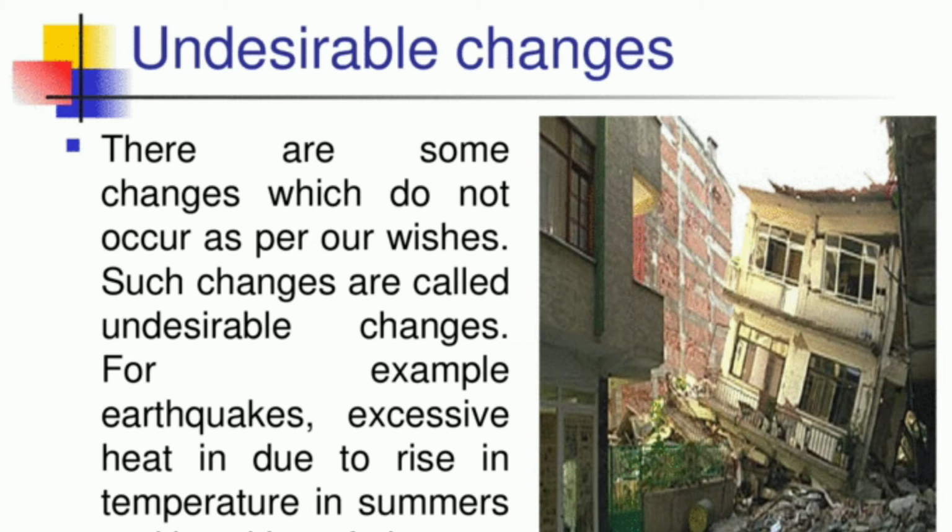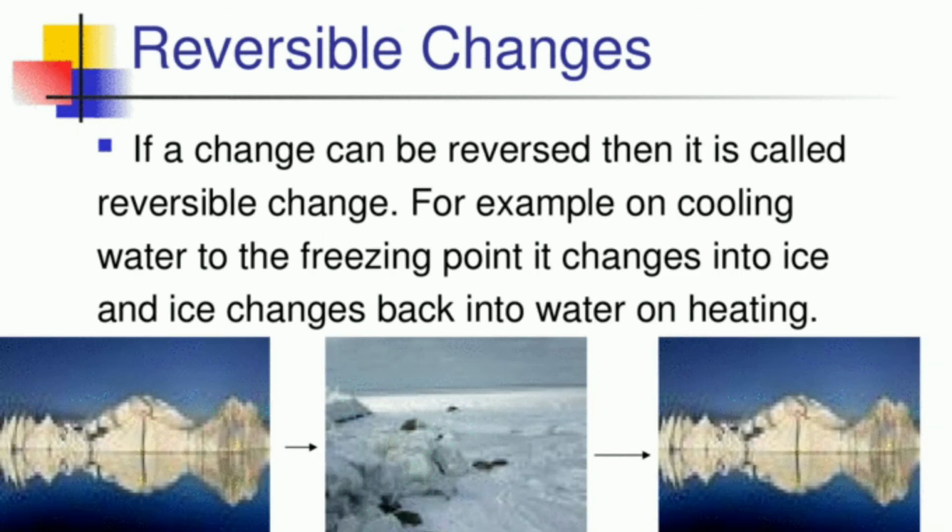So these are some undesirable changes. Then coming to reversible changes. If a change can be reversed, then it is called a reversible change. That means both forward and backward directions should be there. For example, on cooling water to the freezing point, it changes to ice.